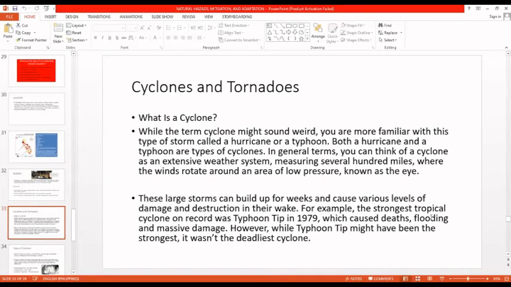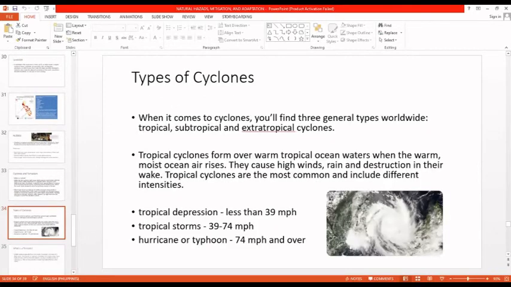In general, you can think of a cyclone as an extensive weather system measuring several hundreds of miles where the wind rotates around an area of low pressure known as the eye. So a cyclone has an eye, found in the middle part. In this figure, it rotates counterclockwise, and the eye is in the center. A cyclone forms over water. That is the difference between it and a tornado.